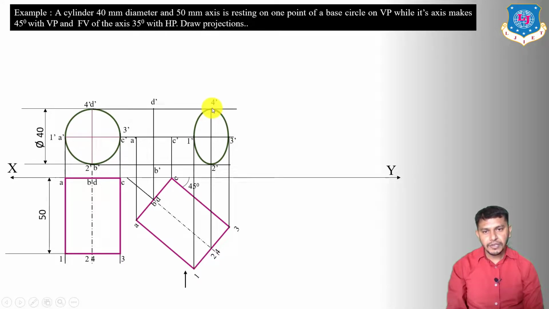Now draw the end generators of the cylinder. So 4 dash D dash and 2 dash B dash will be the end generators of the cylinder. Now we have to draw the base. So the half part of the base is going to be visible.